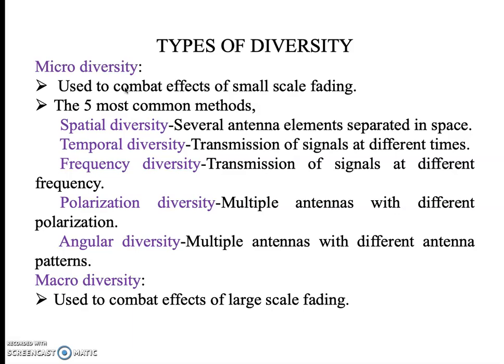And the last one is angular diversity. In angular diversity, multiple antennas with different antenna patterns are used. So this is about microdiversity. And the next one is macrodiversity. Macrodiversity is used to overcome the effects of large scale fading.